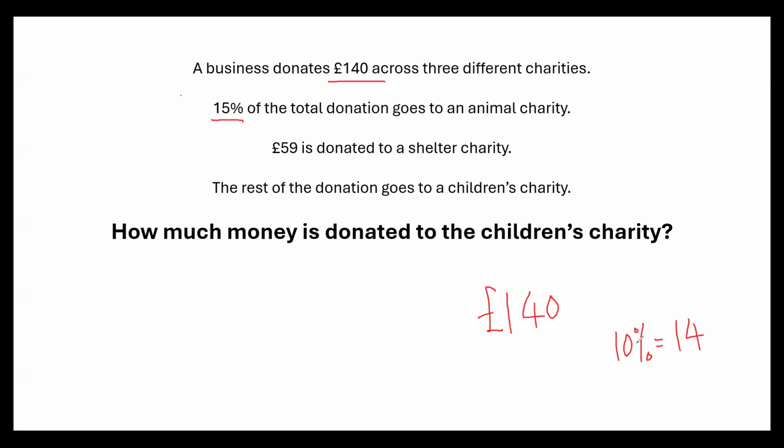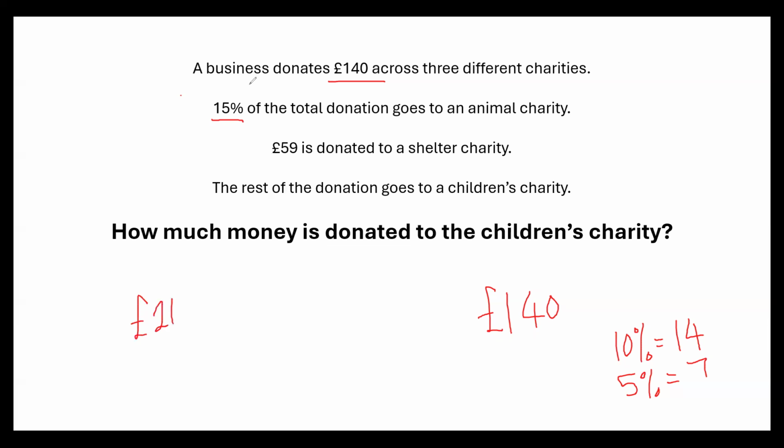Now we want to find 15%. We've found 10%, so I just need an additional 5%. And we know how to find 5%. It's half of 10%. So what's half of 14? 7. So 10% is 14, 5% is 7. If I combine the two, I get 15%. So 14 plus 7 gives me 15%. So 15% must be £21.